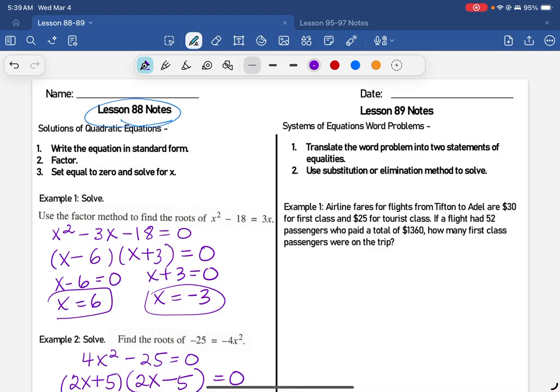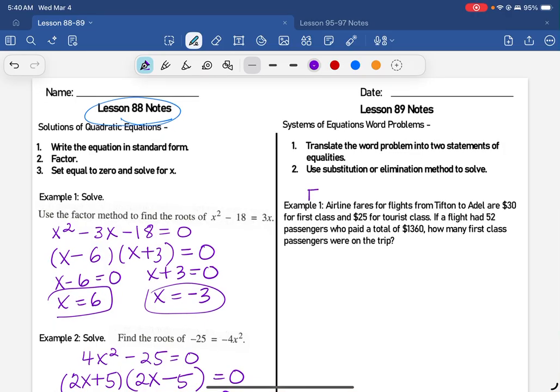The variables are first class, so I'll put an F for first class, we'll use that. And then the other one is tourist class. Did you catch that? I'll highlight it for you so you can see first class, tourist class. So that's kind of a clue that you'll know that this is that type of problem. It also gives me the values. So it says $30 goes with first and $25 goes with tourist.